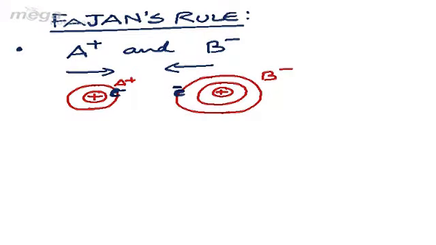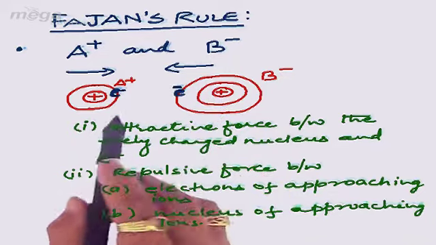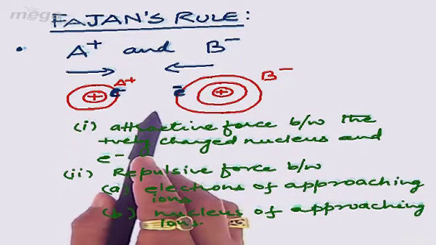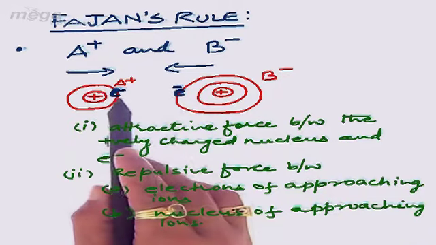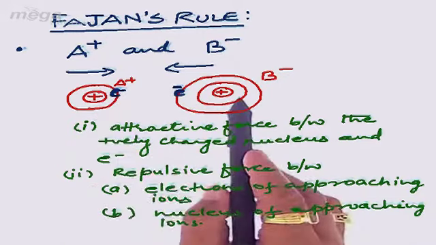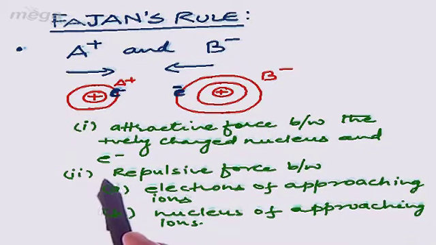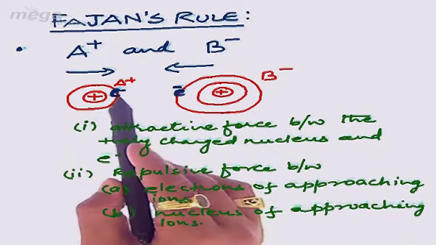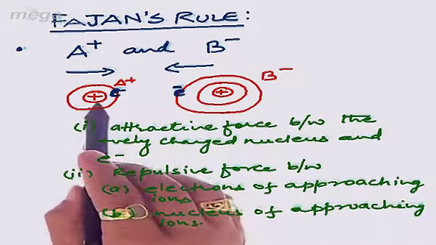So we can summarize the point: when the ions, that is A positive and B negative, approach each other for bonding, there will be attraction between the valence shell electron of one ion and the positively charged nucleus of the other ion, and vice versa. Point 2, there will be repulsion between the electrons of the two ions as well as the nuclei of the two approaching ions.